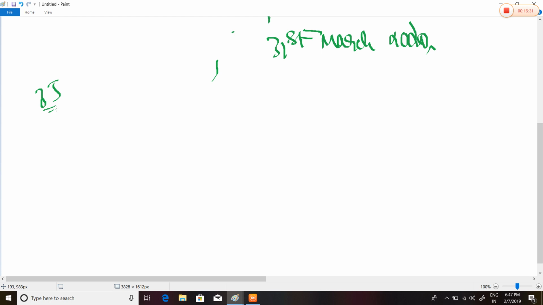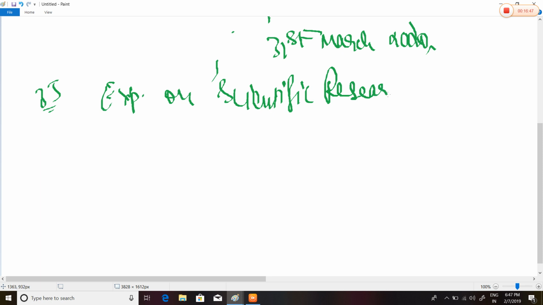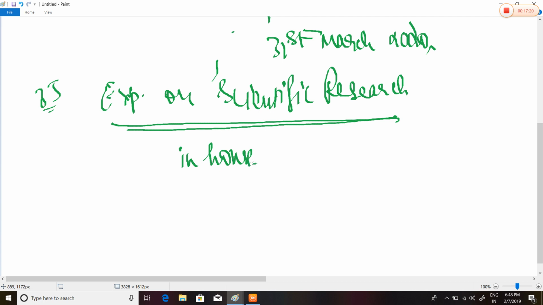Section 35. Expenditures on scientific research. Expenditure incurred by any SSC. It allows the type of deduction: any revenue and capital expenditure other than cost of acquisition of land on scientific research, in-house research related to business, is allowable as deduction.